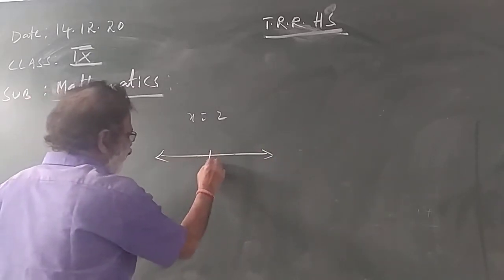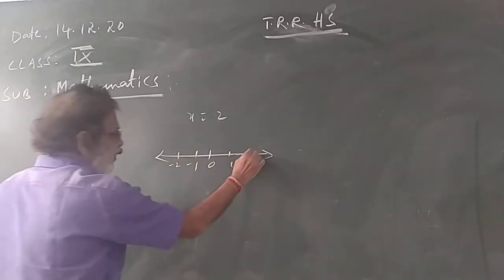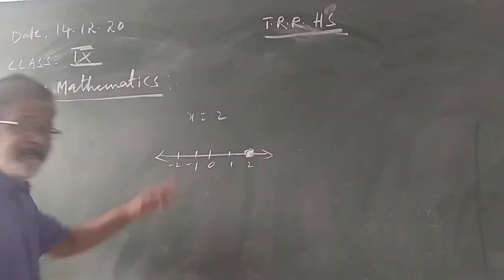So mark the number line: 0, 1, 2, minus 1, minus 2. x equal to 2, like this, is shading. This is the number line.